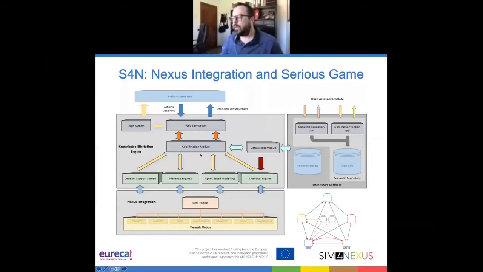Then I go to the bottom, to the Nexus integration. This is the first step. We had a lot of thematic models, able to compute the impact on a scenario when you make a decision, but we had to integrate all of them together. So what we did was make use of complexity science approaches. For each case study, we built a system dynamics model engine, which was integrated in the knowledge elicitation engine. And what does the knowledge elicitation engine do? It puts everything together. It is able to interact with the SDM: once in the game you make a policy implementation, it transforms this policy implementation into input parameters for the SDM, computes the next step, computes the results, and shows them to the user.